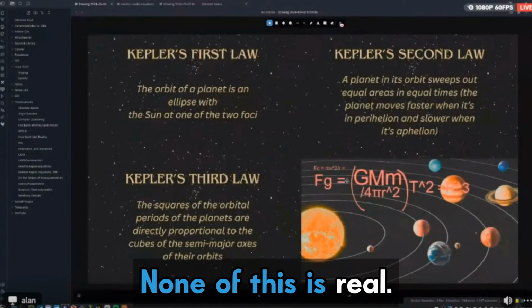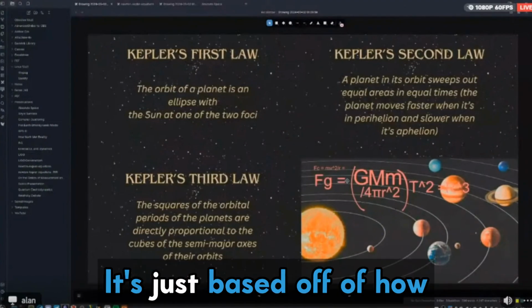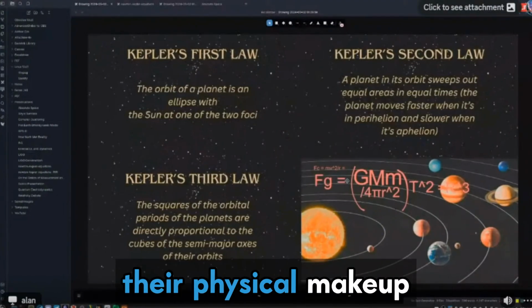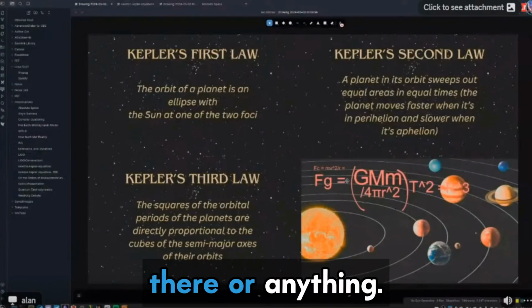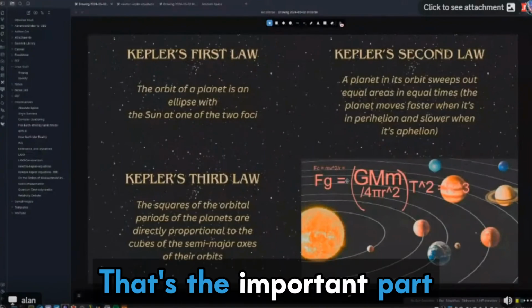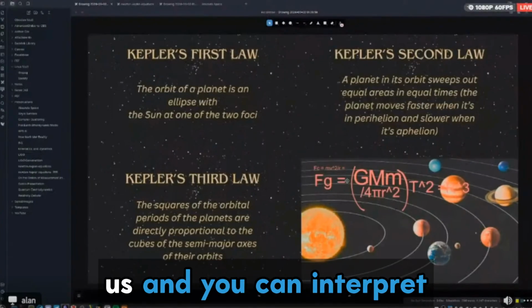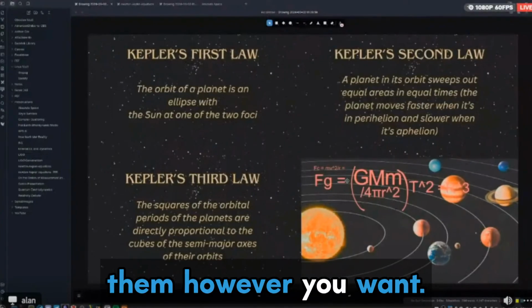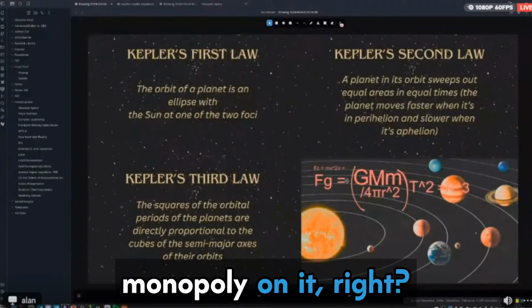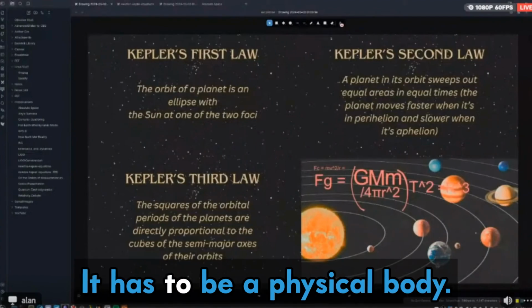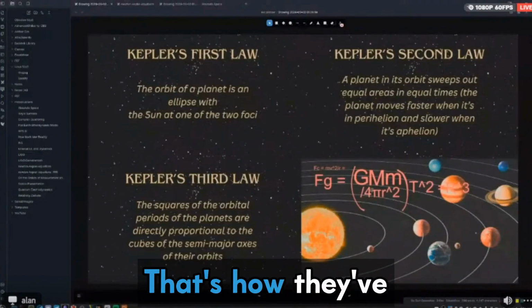None of this is real. It's all ratios. It's just based off of how fast things move in the sky. It has nothing to do with their physical makeup, or anything. That's the important part to know here. These lights in the sky are here for us, and you can interpret them however you want. They've just put a monopoly on it, right? Like, you have to conceptualize these as having this much mass. It has to be a physical body. That's how they've gotten everyone.